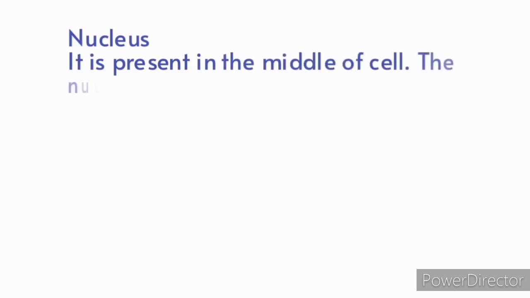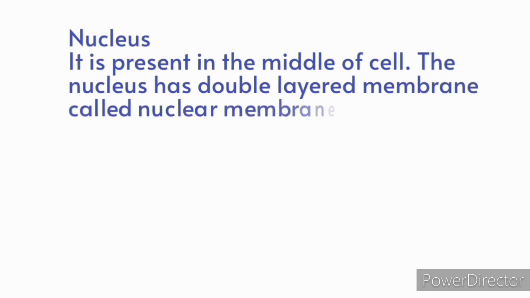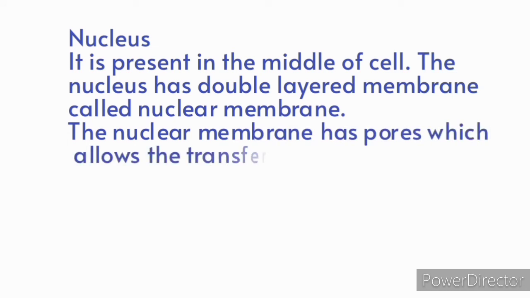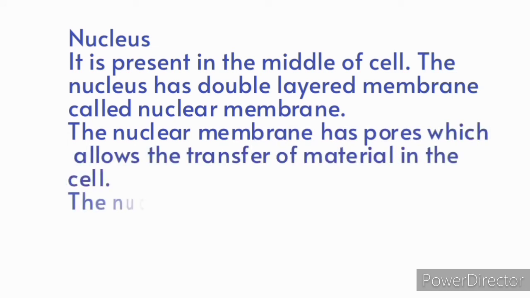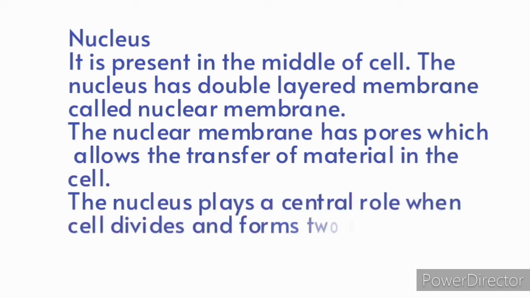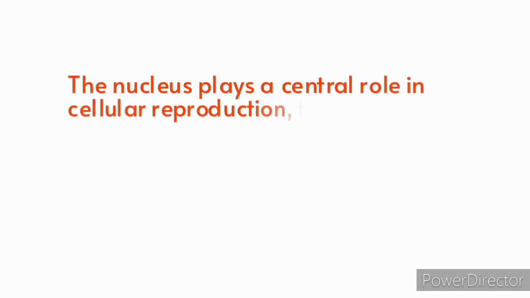Nucleus. It is present in the middle of the cell. The nucleus has a double layered membrane called the nuclear membrane. The nuclear membrane has pores which allow the transfer of material in the cell. The nucleus plays a central role when the cell gets divided and forms two new cells. The nucleus plays a central role in cellular reproduction, the process by which the parent cell gets divided into two new cells called the daughter cells.